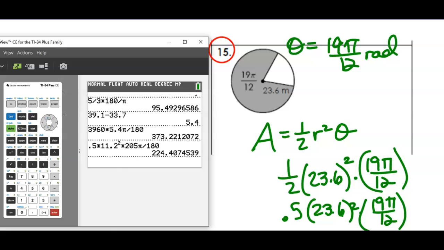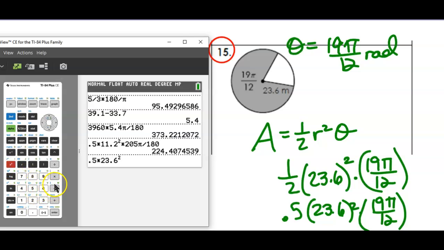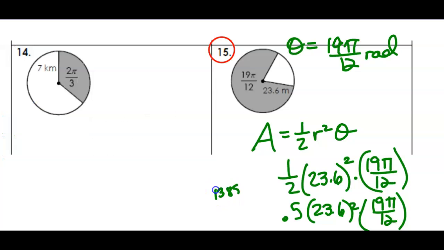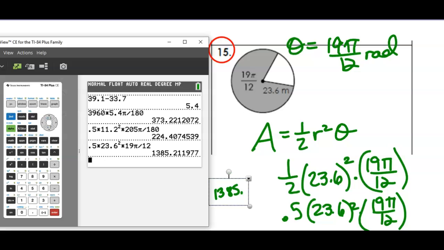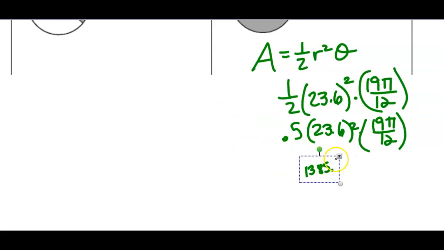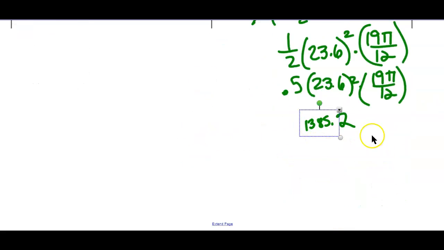So if I type that, 0.5 times 23.6 squared times 19 pi over 12. It's all multiplying and dividing. I don't even need any parentheses. You can use them if you want. But I got 1385.2. And the label was meters squared.